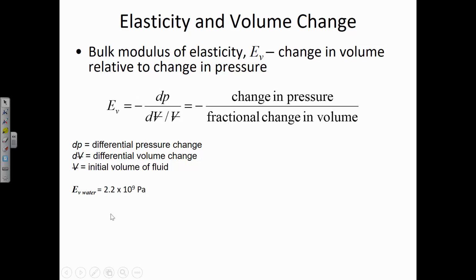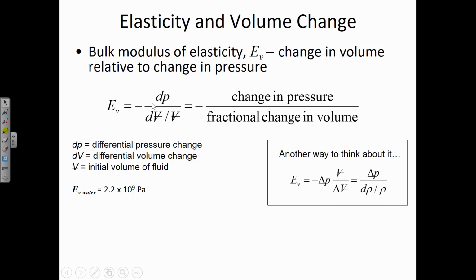The bulk modulus of elasticity for water is 2.2 times 10 to the 9th pascals. That's really high. So it requires an enormous change in pressure to have a small change in volume. Now another way to think about this formula is, so dP is a change in pressure.